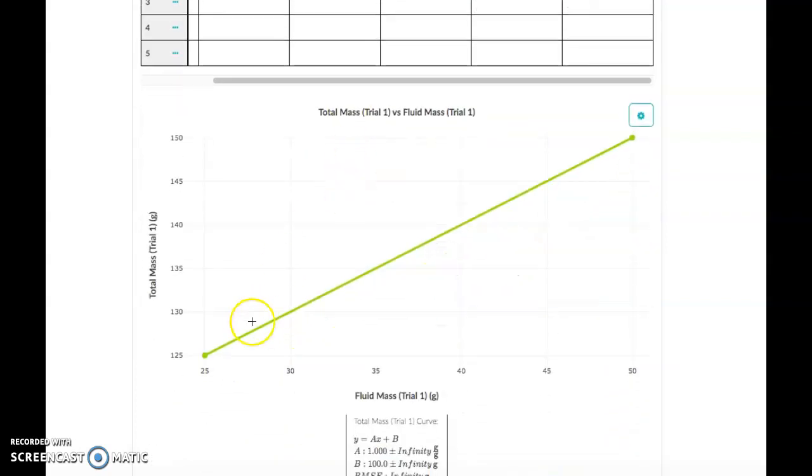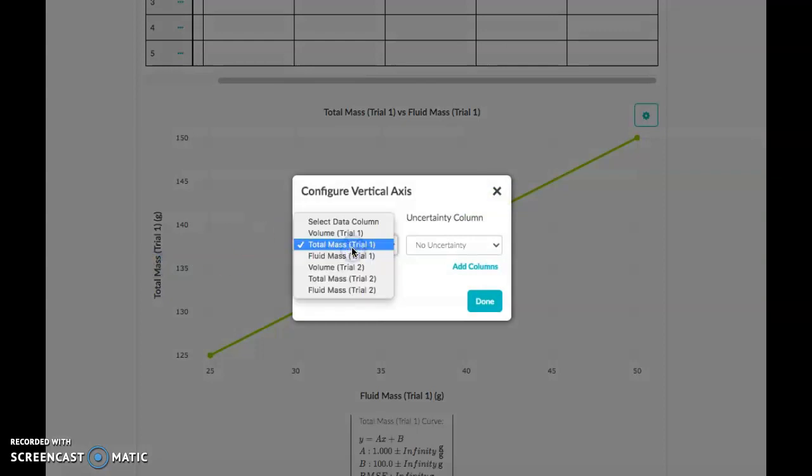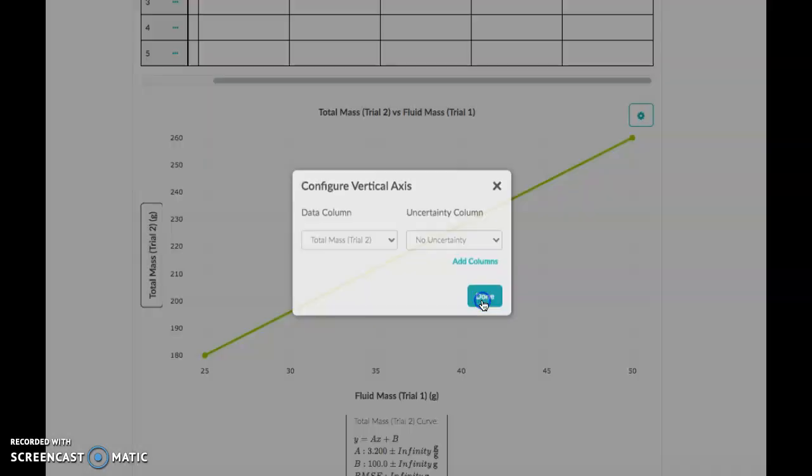When you scroll down, you see a graph here of the data. This is total mass of trial 1 versus fluid mass of trial 1. And you will answer questions with this graph. I want to call your attention to the fact that you can change this to liquid number 2. So you would want to change it to total mass of trial 2 and click done.